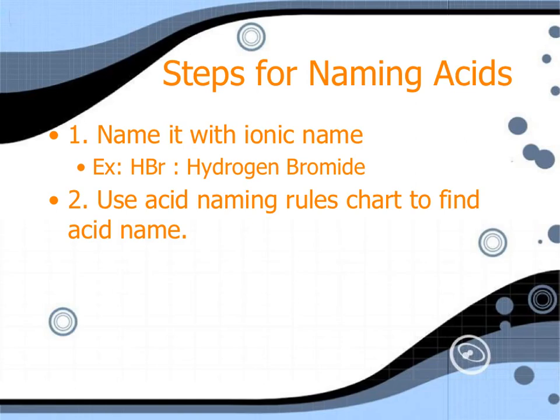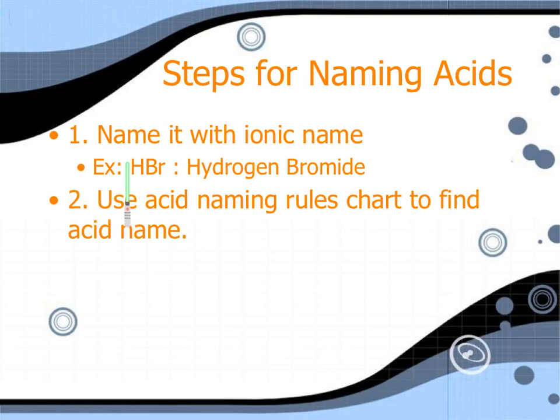Hey everybody, this video lesson is going to cover the steps for naming acids and bases. Acids are considered ionic substances but have a specific naming scheme associated with them, so they're just not like normal ionic names, but you will use the ionic name to figure out the acid name. There's basically two steps for naming acids.